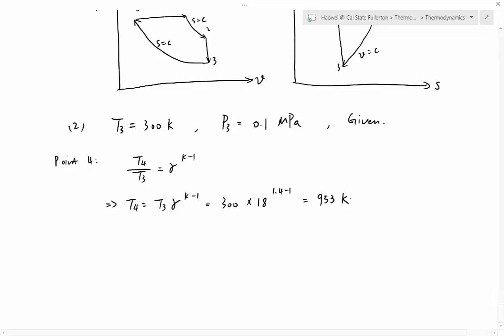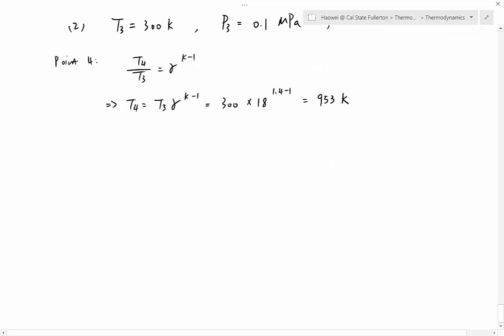We need to find the pressure at number 4. We have temperature, and we're looking for pressure. What equation comes to your mind? The ideal gas equation. Can we use that? Yes, because air is an ideal gas. So let's apply the ideal gas equation, PV equal to mRT. We're going to apply this equation twice. The first time to number 3, and the second time to number 4.